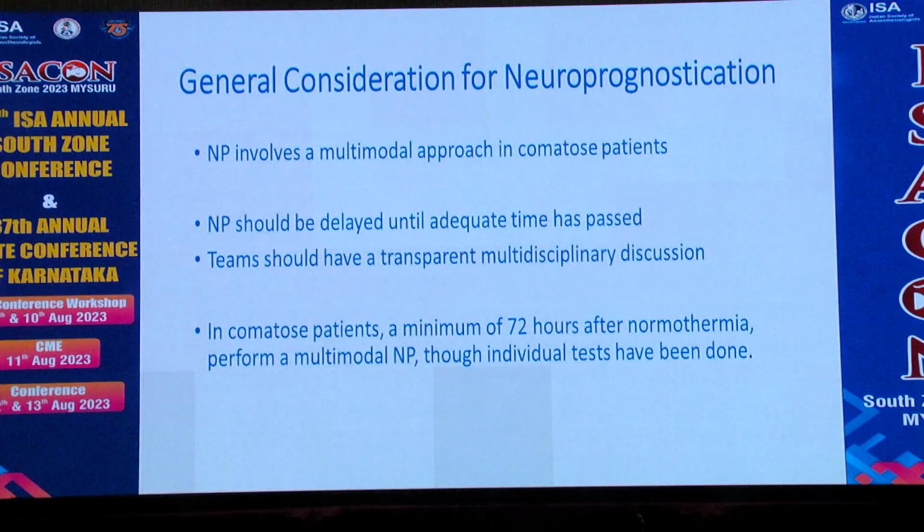The general consideration for neuroprognostication is that it involves a multimodal approach in a comatose patient. It should be delayed until adequate time has passed, and the teams should have a transparent multidisciplinary discussion. In comatose patients, wait a minimum of 72 hours after normothermia to perform a multimodal neuroprognostication test. So we have to wait after giving the targeted temperature management. We have to bring the patient to the normal temperature level and then wait for 72 hours. Only then do we do the neuroprognostication test.